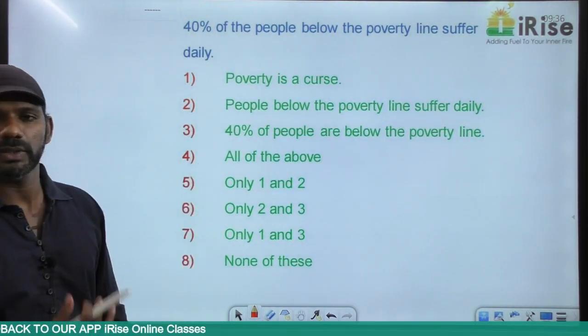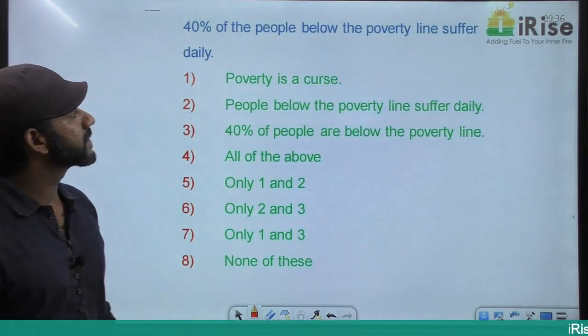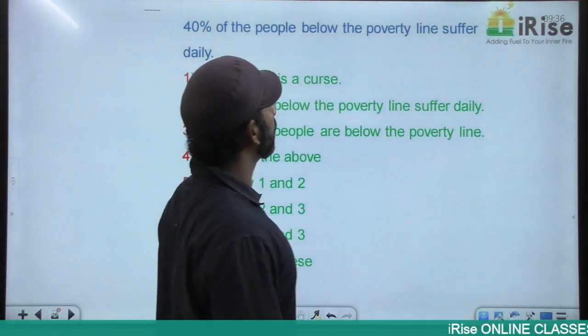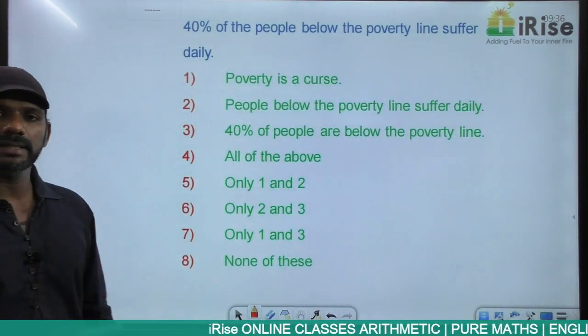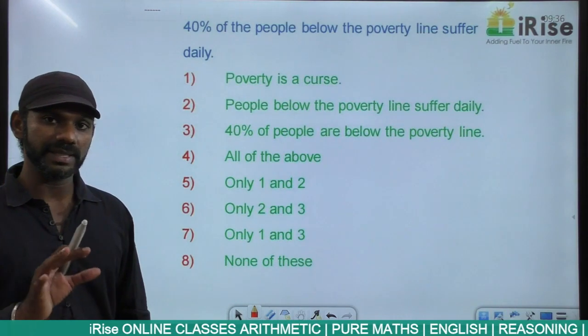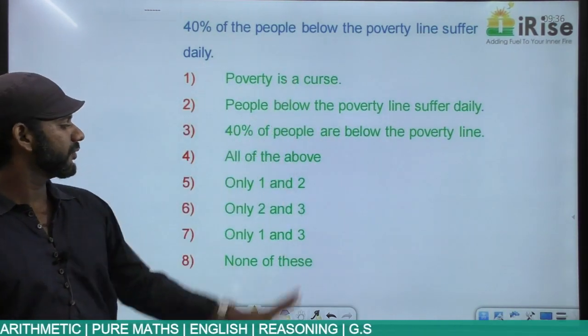Come to the sentence now. You take it as a logical reasoning question as well. 40% of the people below the poverty line suffer daily. This is a sentence given in the passage. Take it as a logical reasoning question as well. That's what I said. So based only on this sentence, which option?